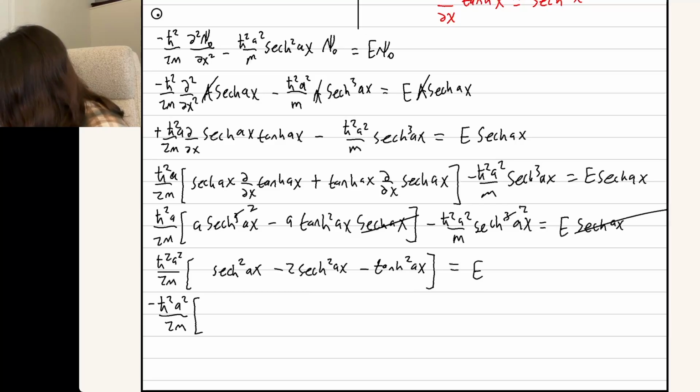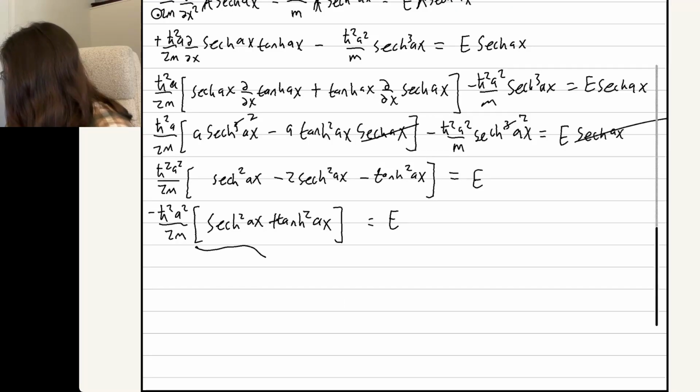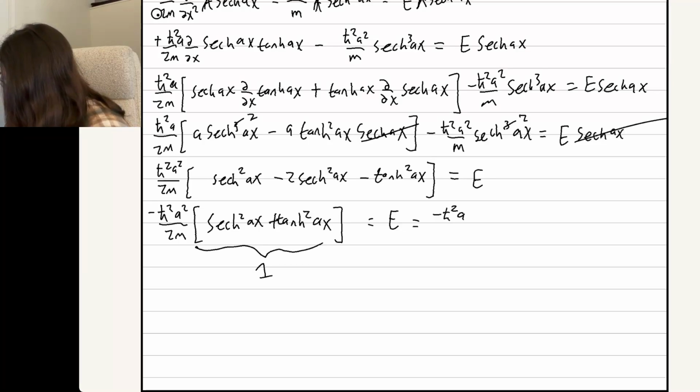You get just sech squared ax plus tanh squared ax equals E. And then this is actually a trig identity, but the sum of sech squared and tanh squared is 1. So we just have that E is minus h bar squared a squared over 2m.